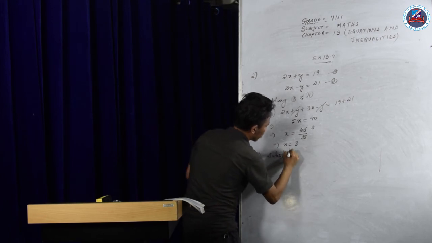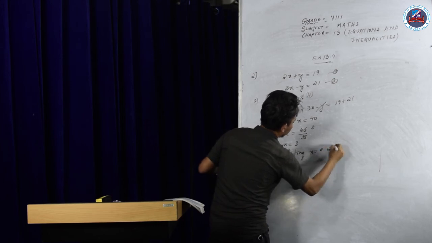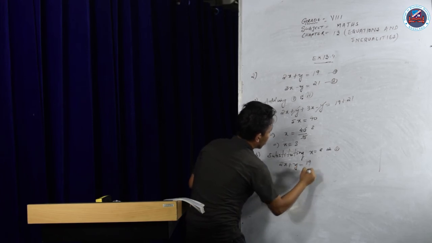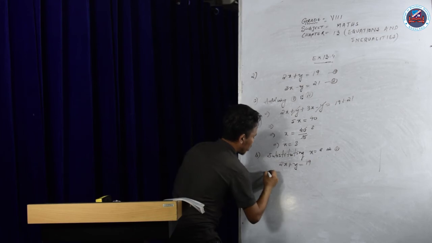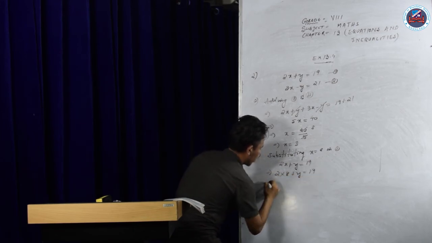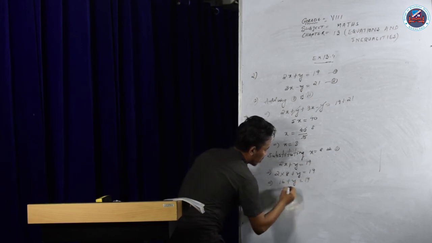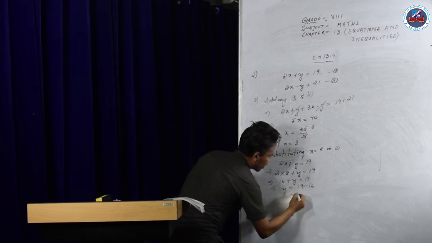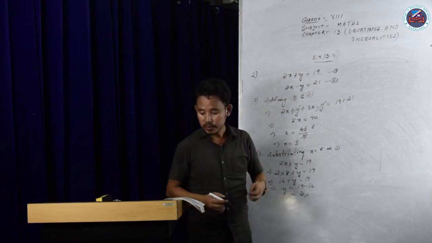Substituting x equals 8 in equation 1, that is 2x plus y equals 19. So now let's put the value of x, 8 here. That is 2 into 8 plus y equals 19. 2 eights give us 16 plus y equals 19. Here we get y equals 19 minus 16. We get the value as 3. That's all. That's question number 2.